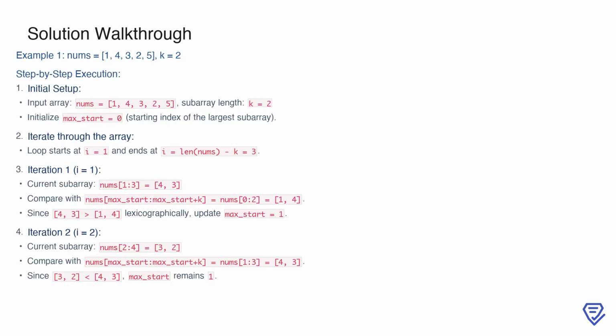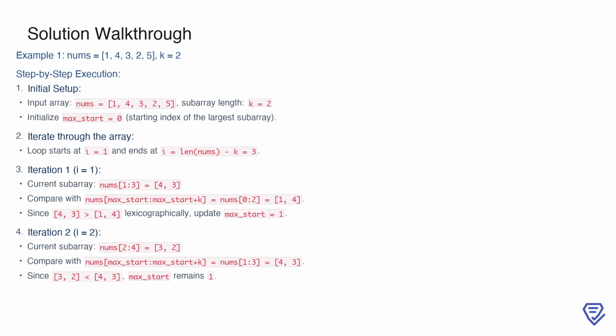To solve this problem, we start with an example where the input array is nums equals 1, 4, 3, 2, 5, and the subarray length k equals 2. First, we initialize max_start to 0, which will track the starting index of the largest subarray. The goal is to iterate through all valid starting indices and compare subarrays of length k to find the lexicographically largest one. The loop begins at index i equals 1 and ends at i equals 3, since the last possible subarray starts at len(nums) minus k, which equals 3.